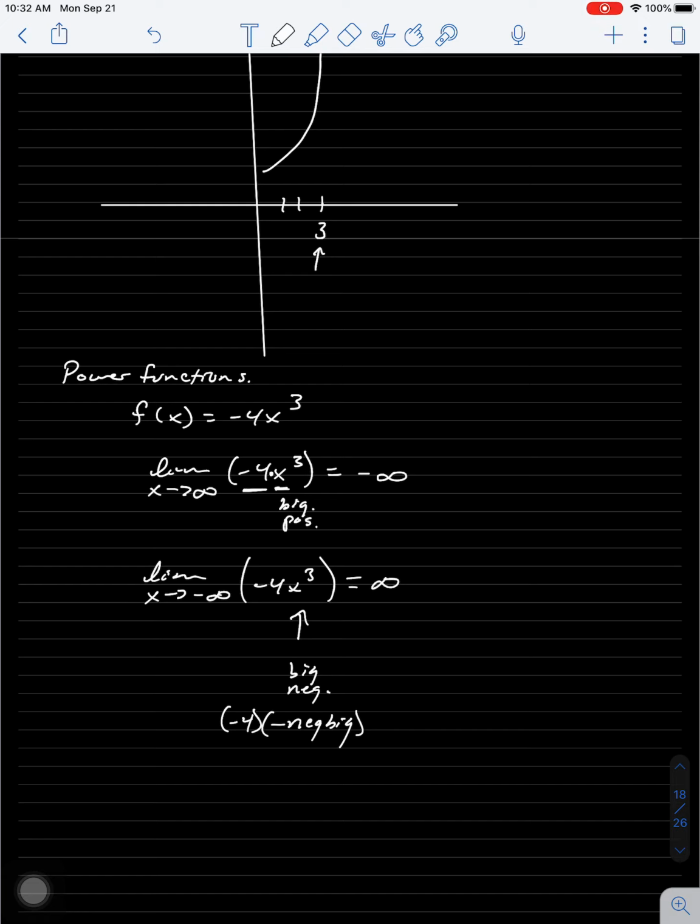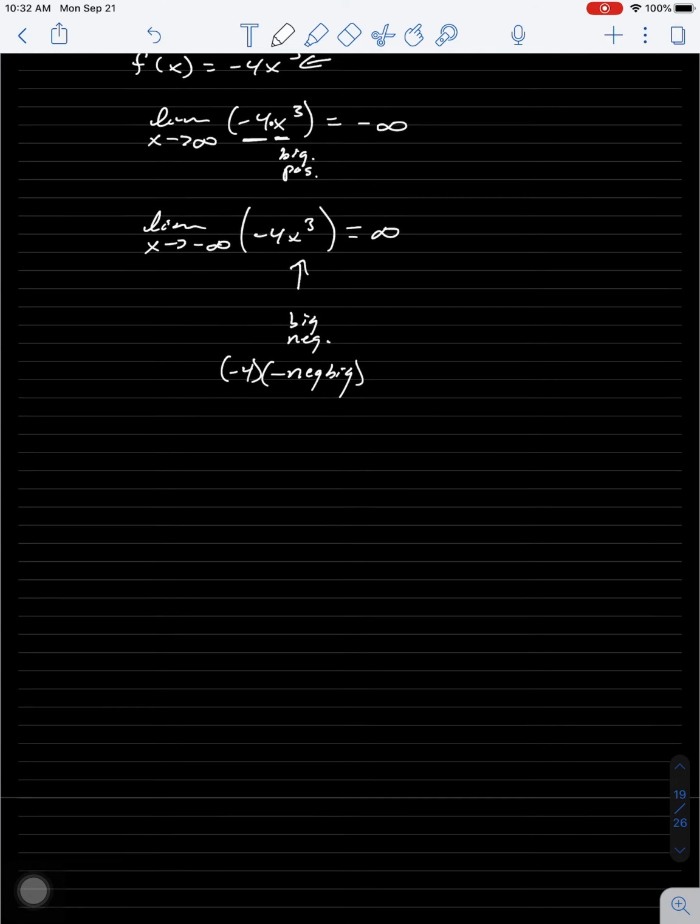Okay, so the bottom line is the power just makes it bigger, so it's going to go big to infinity. But then you look at the number in front to figure out, is that going to be a negative or a positive? That's going to affect the answer. All right, so that's how you do power functions.